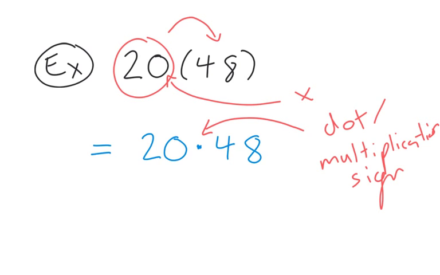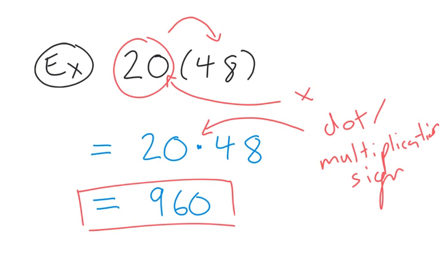At this point, you can go ahead and multiply 20 by 48, which will give us an answer of 960. If you can't do that in your head, go ahead and use a calculator. So 960 is our final answer.